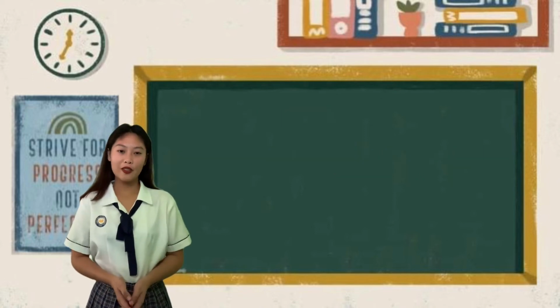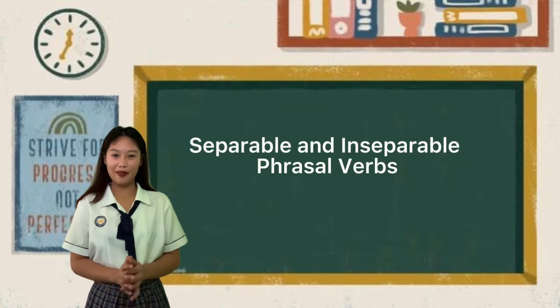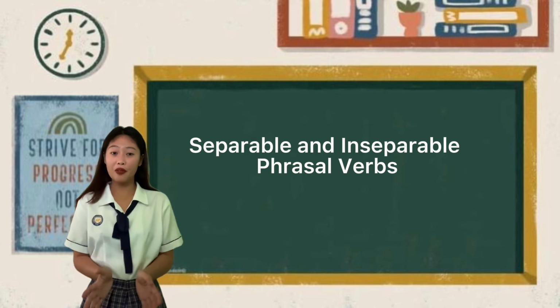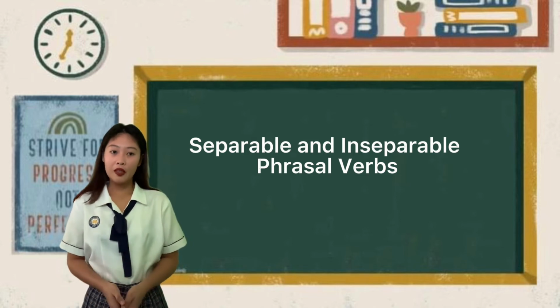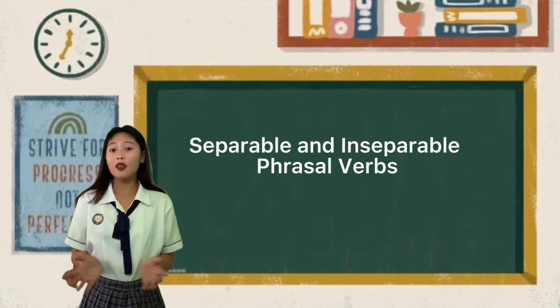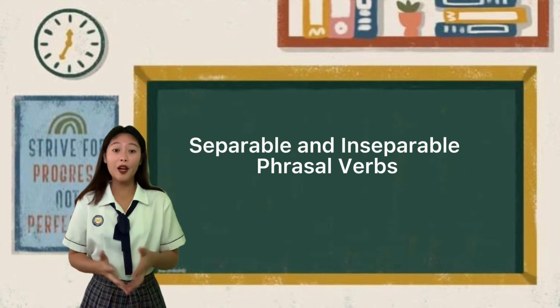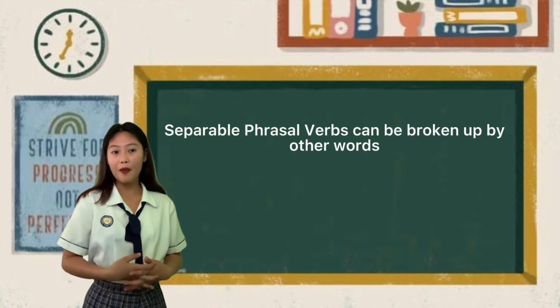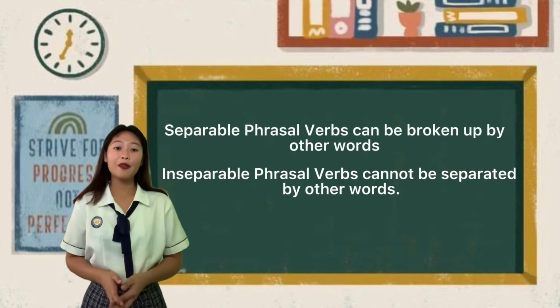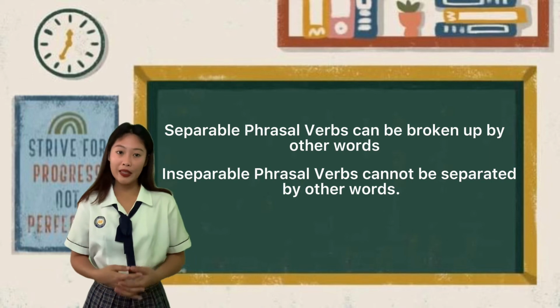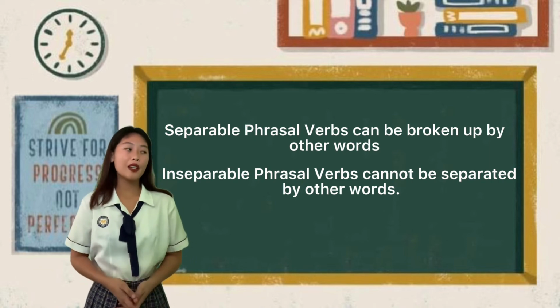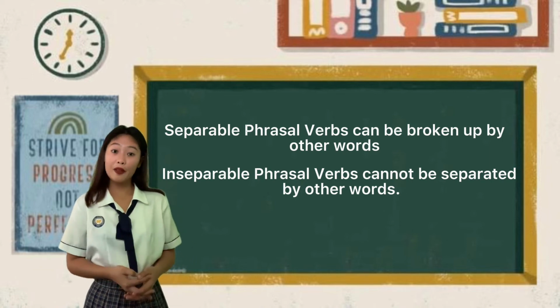Now, let's proceed to separable and inseparable phrasal verbs. A large number of phrasal verbs are transitive, meaning they can take an object. So there are some specific rules for using this type of phrasal verbs. Separable phrasal verbs can be broken up by other words, while inseparable phrasal verbs cannot be separated by other words. So I have here an example of separable phrasal verbs.